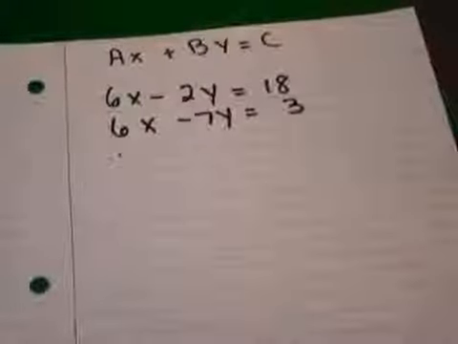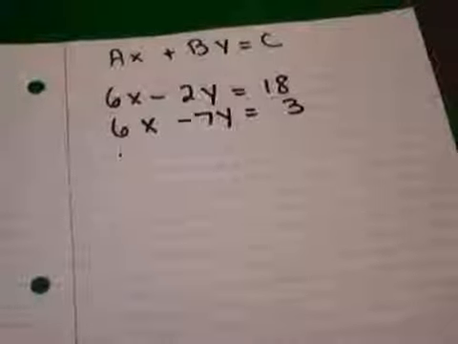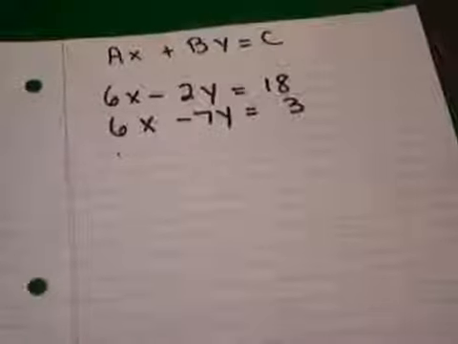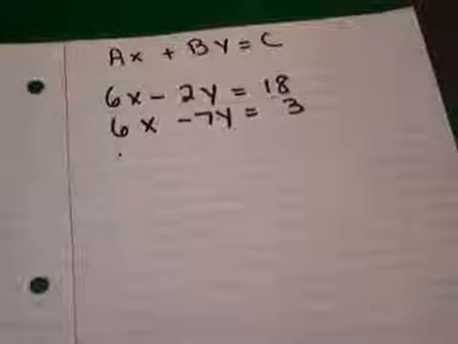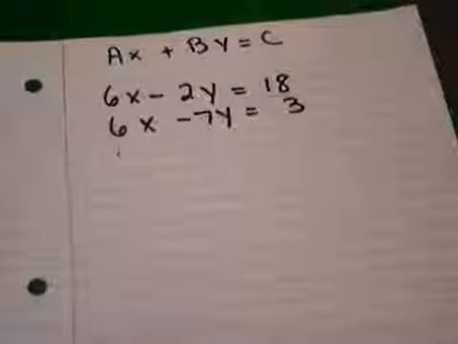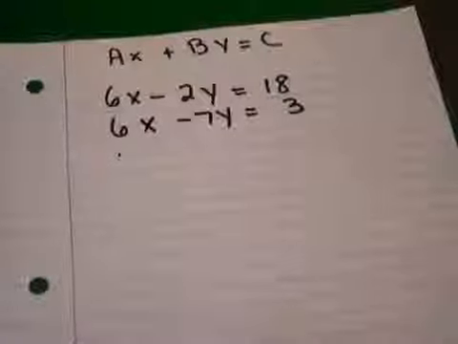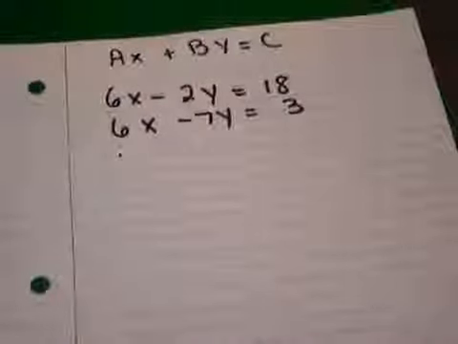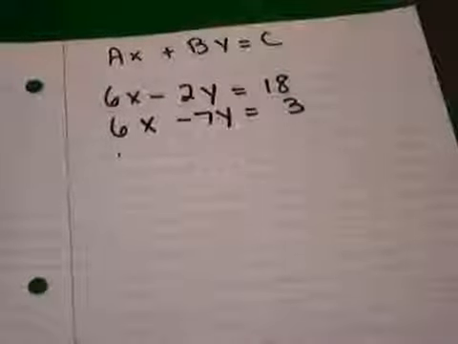Hi, my name is Raul, and this is part 2 of solving systems of linear equations by using the elimination method. In this example we have two equations: 6x minus 2y is equal to 18, and 6x minus 7y is equal to 3.